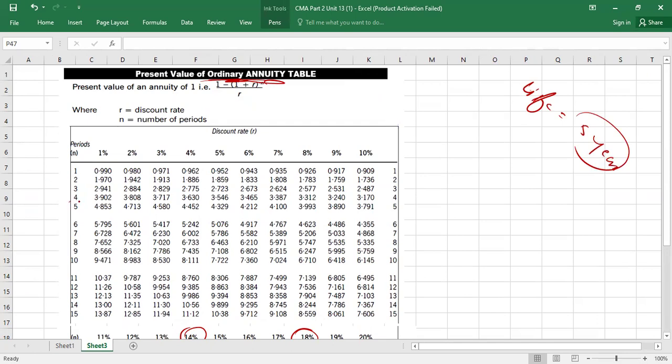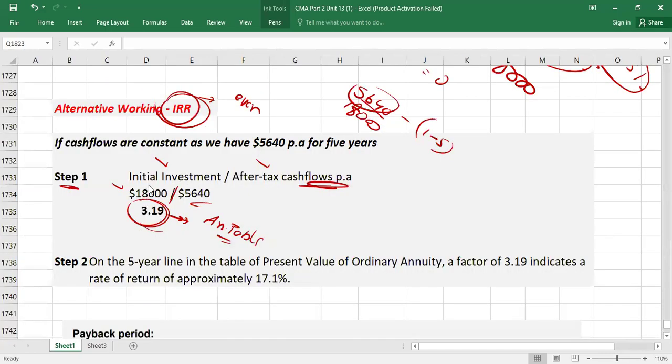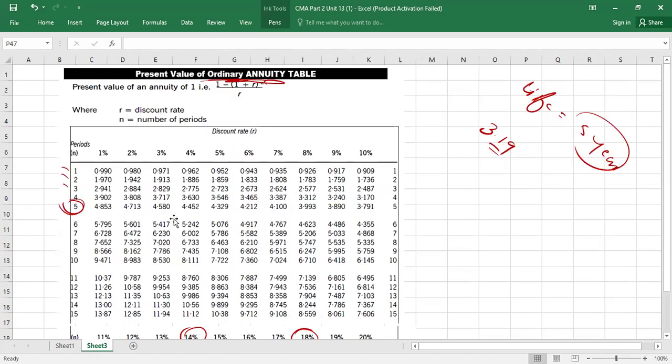Now I'll just go through the row of 5 years. So this is the row of 5 years. Year 1, 2, 3, 4, 5. So I'll go through 5. And I have to search where is written 3.19. Because 3.19 was this value, right? Which we calculated here by taking initial investment divided by after tax cash flow. We got 3.19. This 3.19, I want to look here where in the annuity table in front of year 5 it's written 3.19. So see where it's written 3.19. Is it written here?